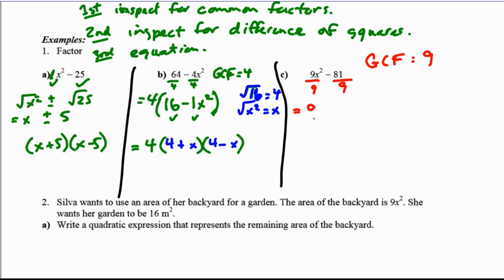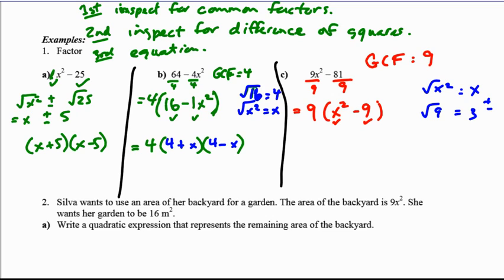That gives us a 9 in front, and by the time we cancel, we have x squared minus 9. So 81 divided by 9 is 9. Then we say, do we have a difference of squares? Yes, x squared and 9 are both perfect squares. So, what is the square root of x squared? What is the square root of 9? x and 3. Those are your two numbers. So x plus or minus 3.